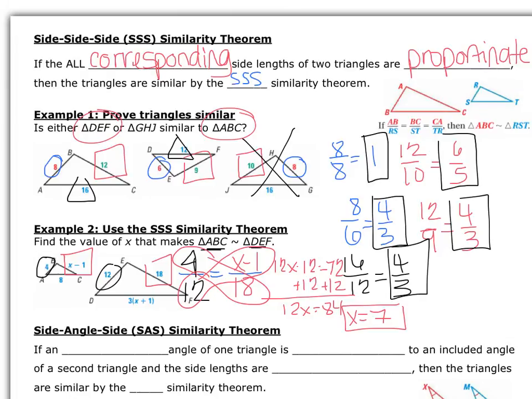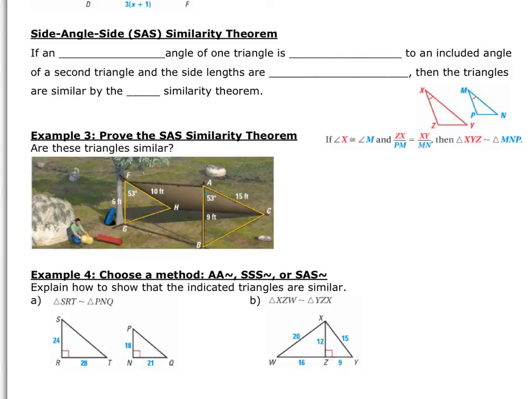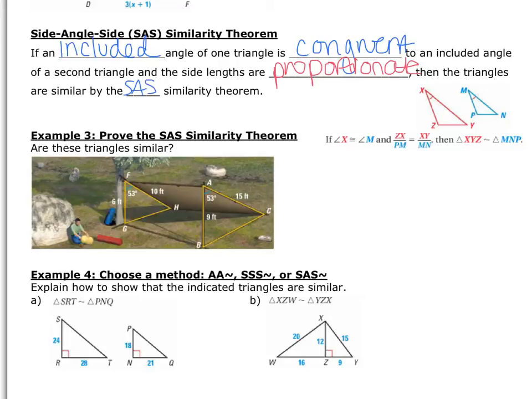On to the next. All right, so the side-angle-side similarity theorem is kind of a combination of the angle-angle similarity and the side-side-side similarity. So what you're going to look for is you need an included angle. Remember, that's super important. We talked about that last time in congruence. Included means in between. If an included angle of one triangle is congruent to an included angle of a second triangle and the side lengths are proportionate, then the triangles are similar by the side-angle-side similarity theorem.